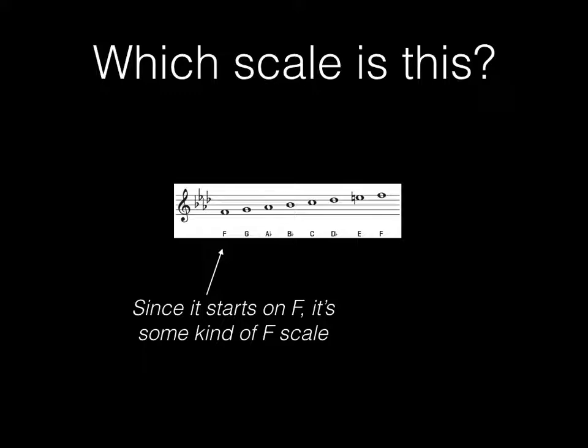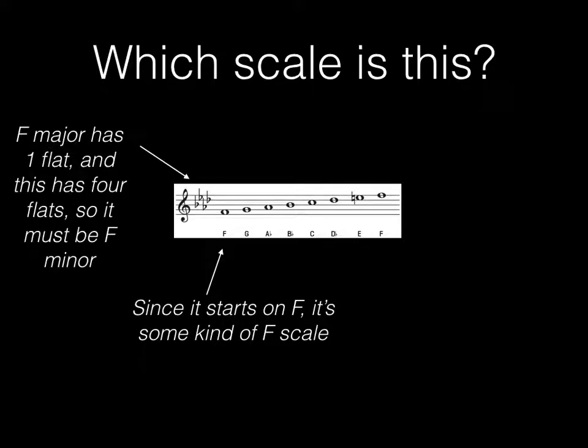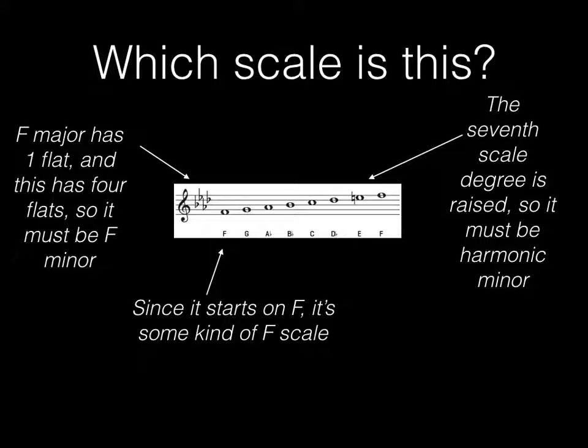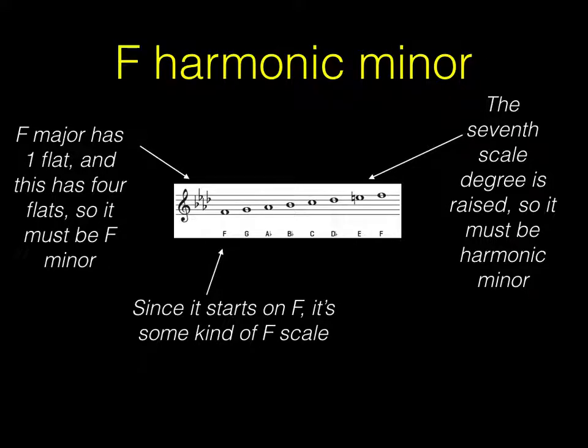So what scale is this? Well, since it starts on F, it's going to be some kind of F scale. And we know that F major has 1 flat, and this has 4 flats, so it must be F minor. But the 7th scale degree is raised, so it must be harmonic minor, F harmonic minor.